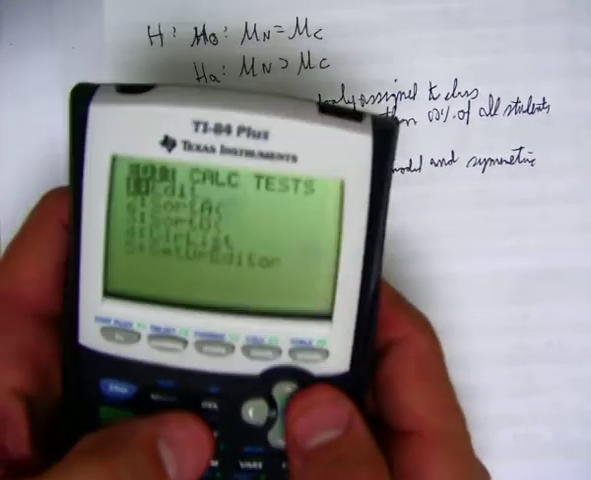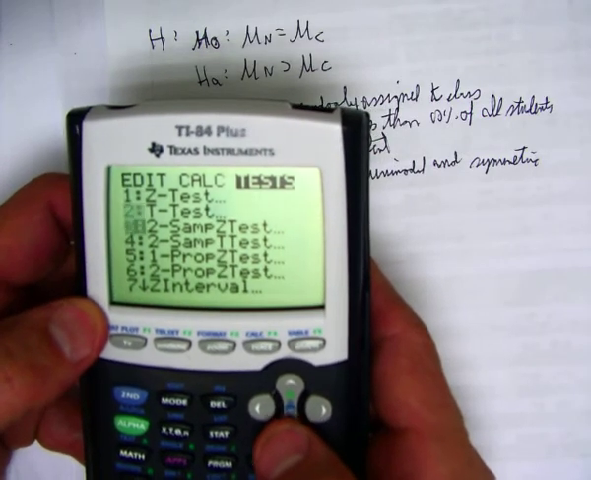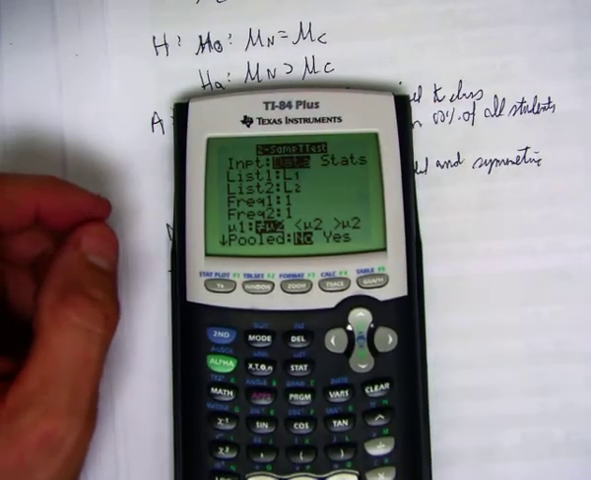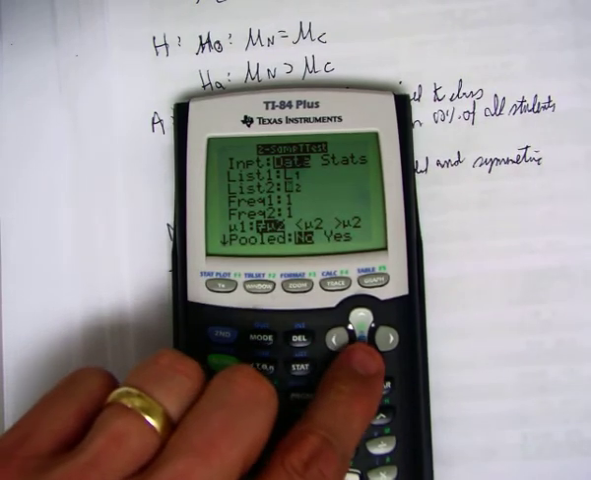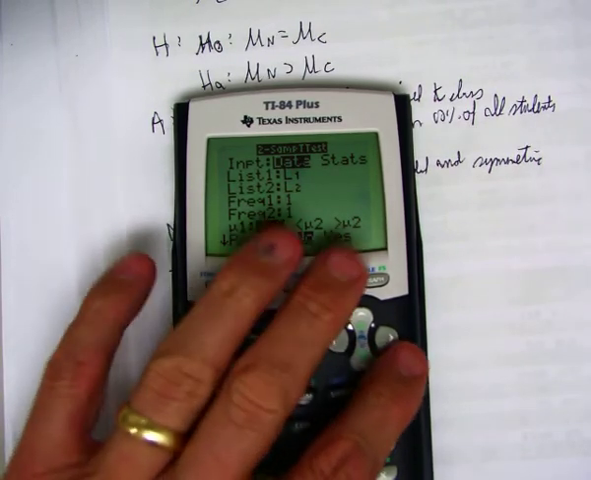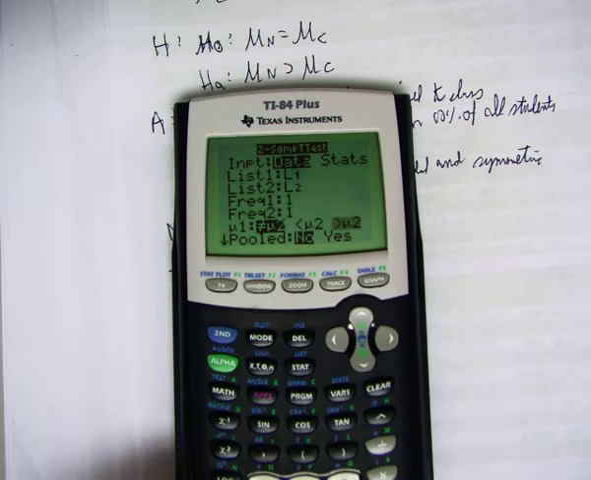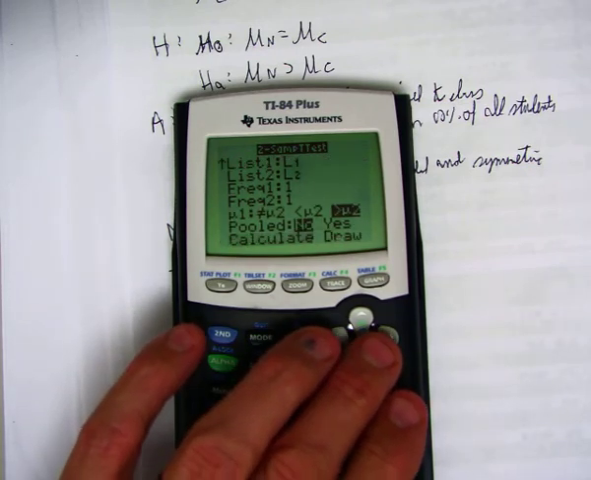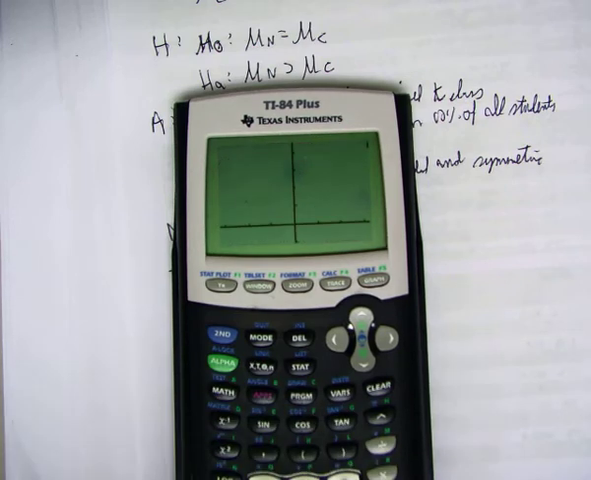So let's go to the calculator. We're going to go to 2-SampTTest, and we're going to use data from L1 and L2. And we think that L1 is greater, so we're going to push the greater than sign. Make sure you push enter. We're not going to pool. And we want you to draw that for us, please. Thank you very much, Mr. Calculator.